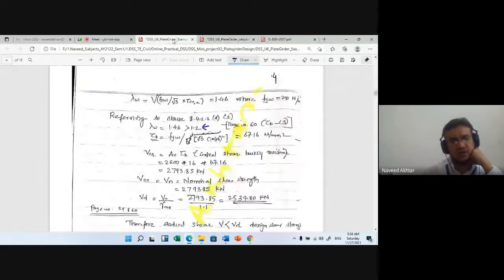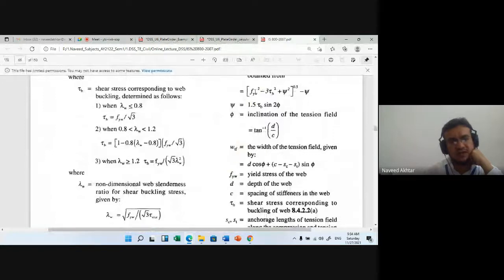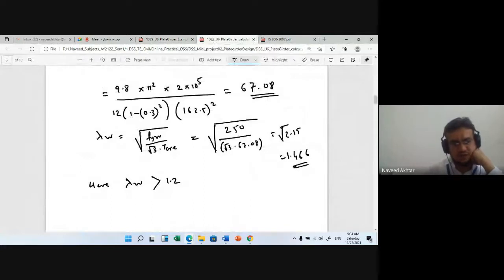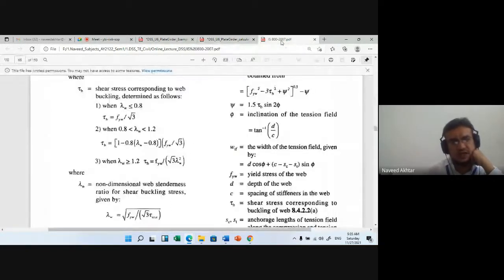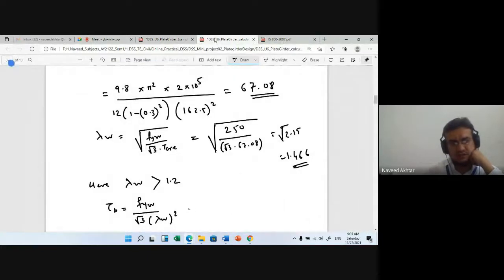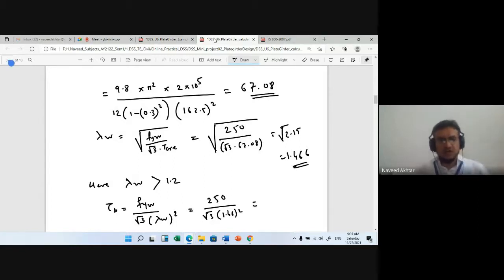So we go for the formula tau b is equal to fyw divided by root 3 into lambda w square. You know the values: fyw is the yield stress, root 3 into 1.466 square. So you can find out the tau b. You calculate this.